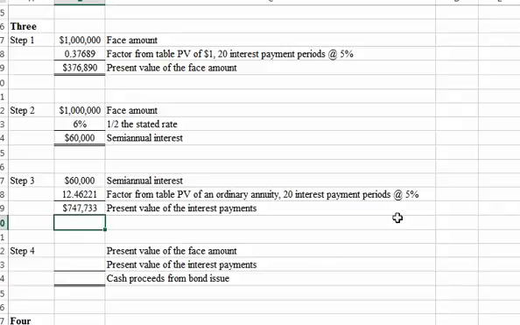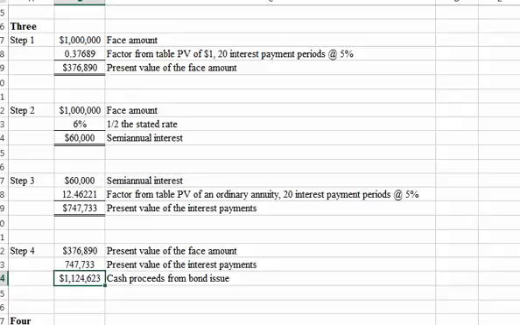or $60,000 every 6 months for the next 10 years, assuming an interest rate every 6 months of 5%. In today's dollars, that's only worth $747,733. Now, to get the cash proceeds from the bond issue, we add together our two present values. $376,890, the present value of the face amount, and the present value of the interest payments, $747,733. And then we're going to sum those two.